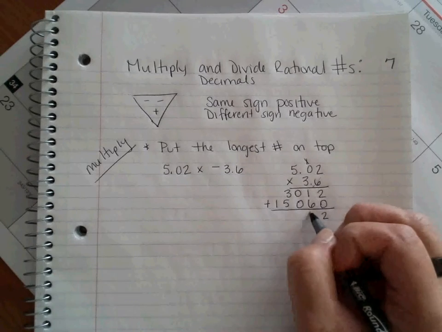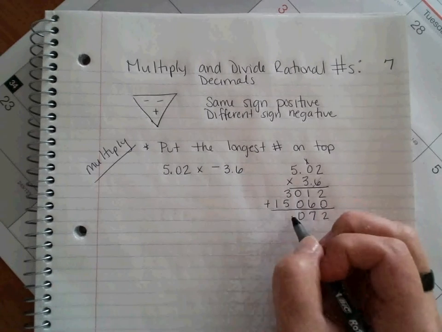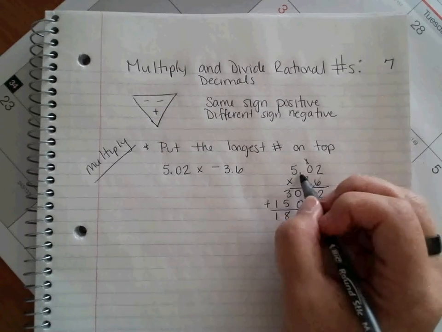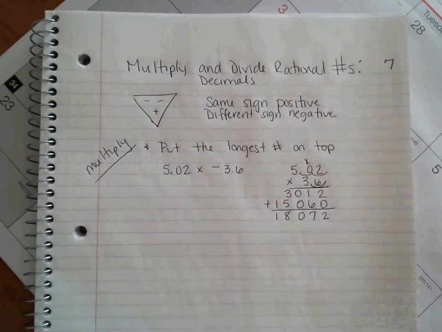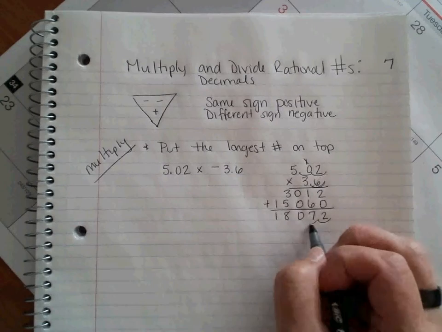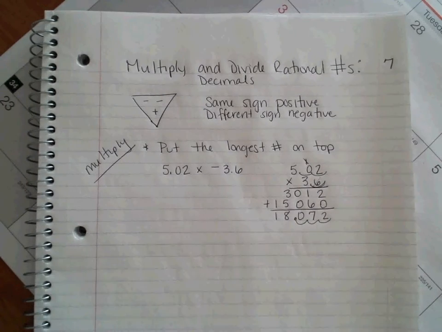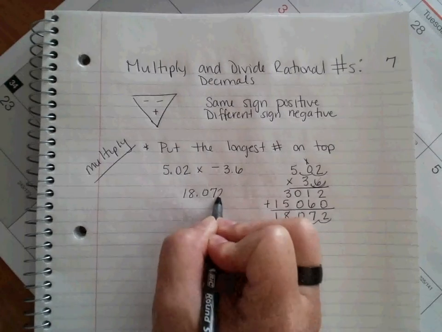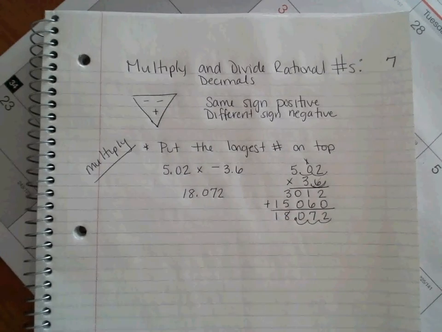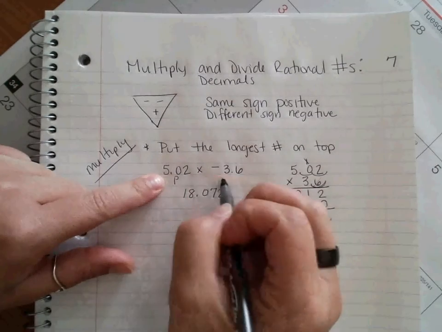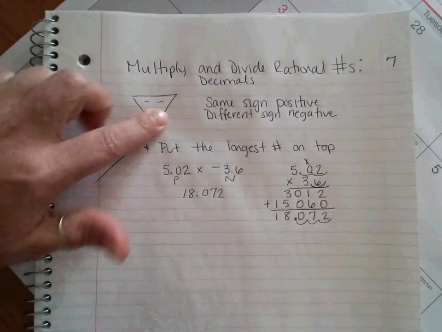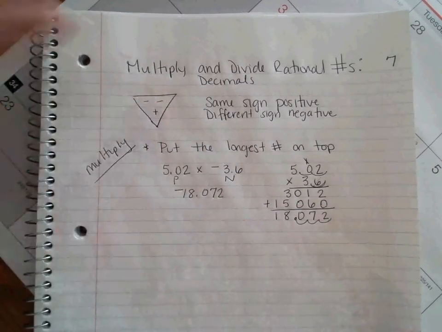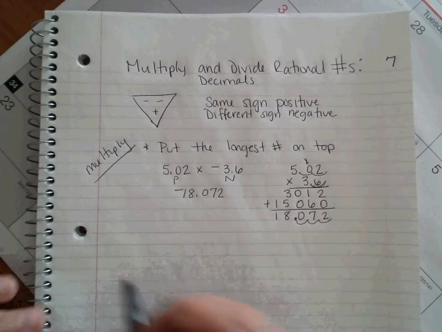So 2 plus 0 is 2, 6 plus 1 is 7, 0 plus 0 is 0, 3 plus 5 is 8, and 1. I have 1, 2, 3 numbers behind my decimal. So I need 1, 2, 3 numbers behind my decimal. I'm going to get 18.072. Now I'm going to look at my negatives and positives. I have a positive and a negative. Cover my positive, cover my negative. I'm left with a negative for my answer here.